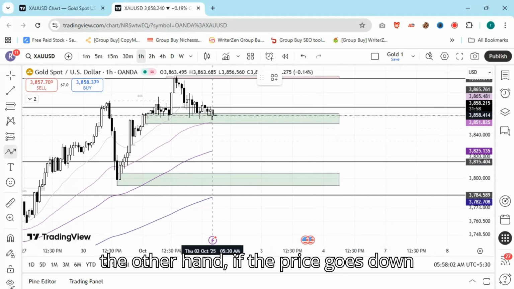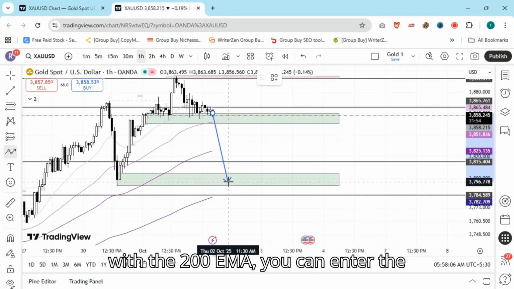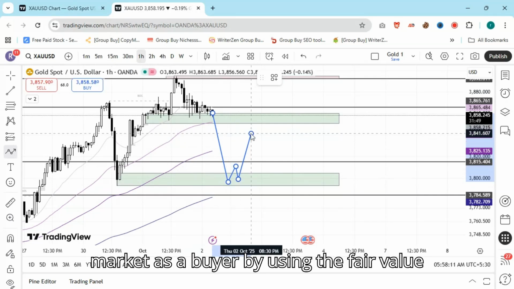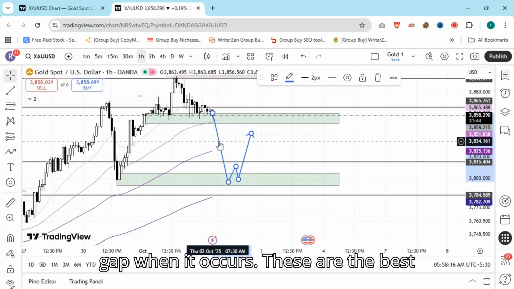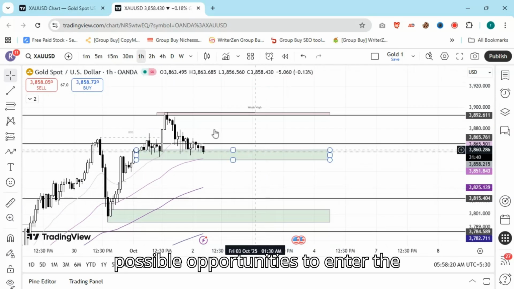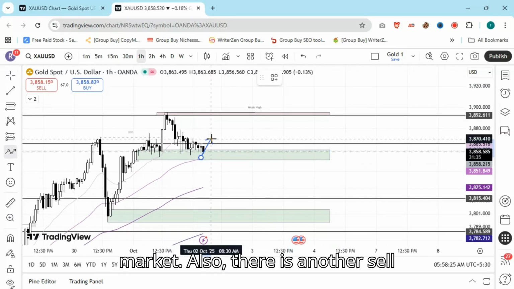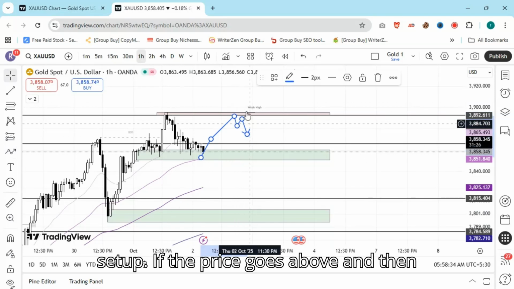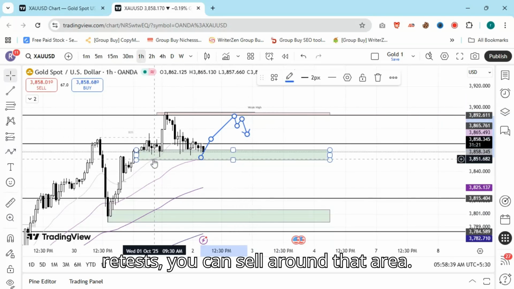On the other hand, if the price goes down to the 200 EMA, you can enter the market as a buyer by using the fair value gap when it occurs. These are the best possible opportunities to enter the market. Also, there is another sell setup. If the price goes above and then retests, you can sell around that area.